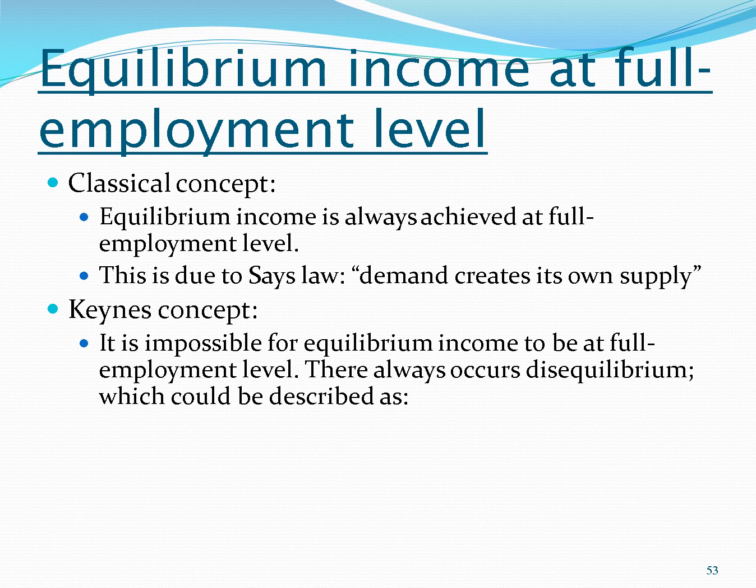In the classical view, equilibrium income is always achieved at the full employment level. They see that income equilibrium is always at full employment. This is due to Say's law: demand creates its own supply. But in the Keynes concept, it's impossible for equilibrium income to always be at the full employment level, because there can always occur an equilibrium below or above it.